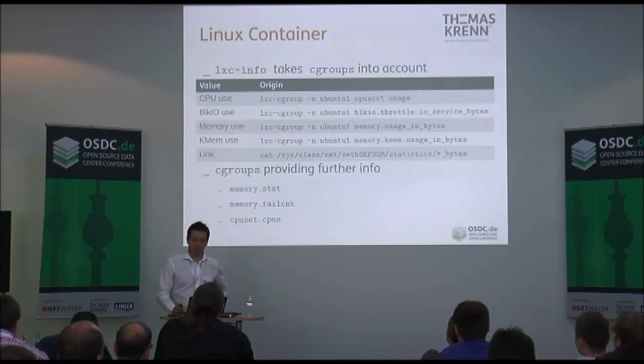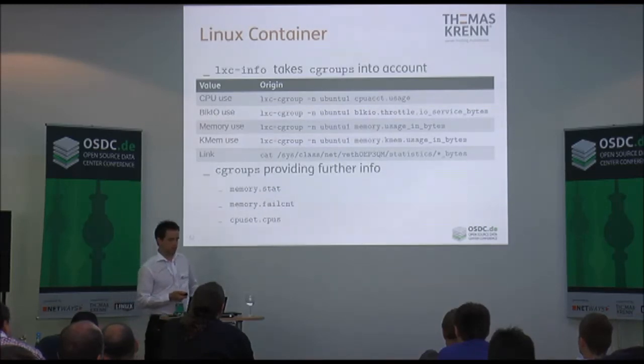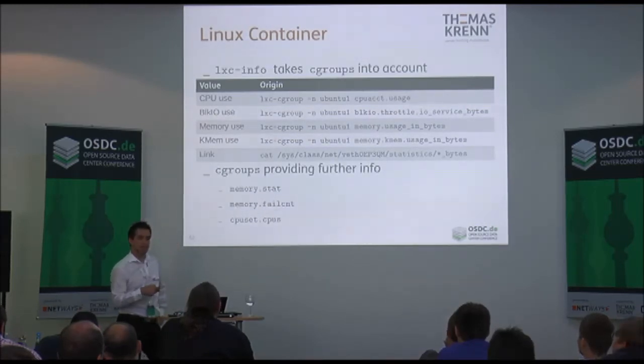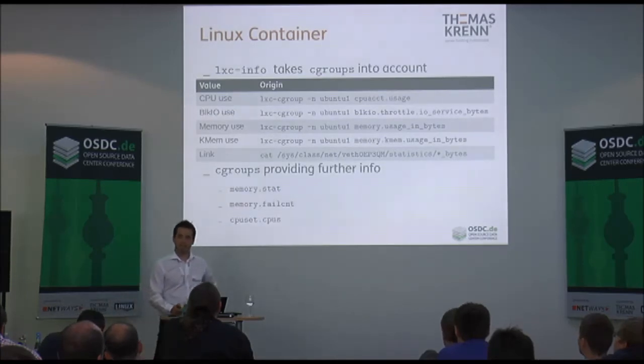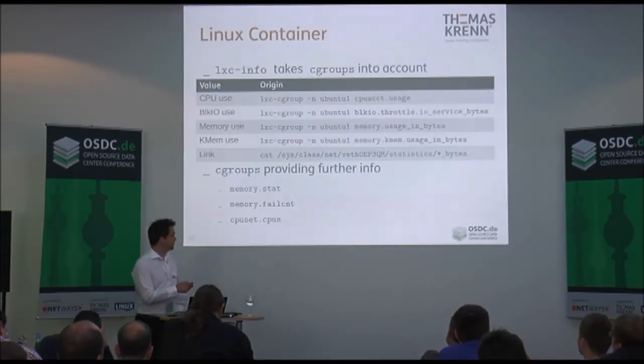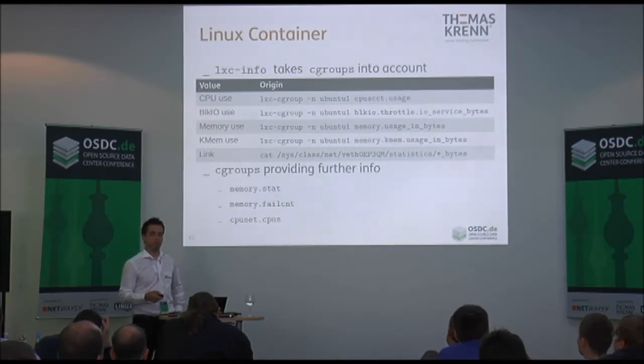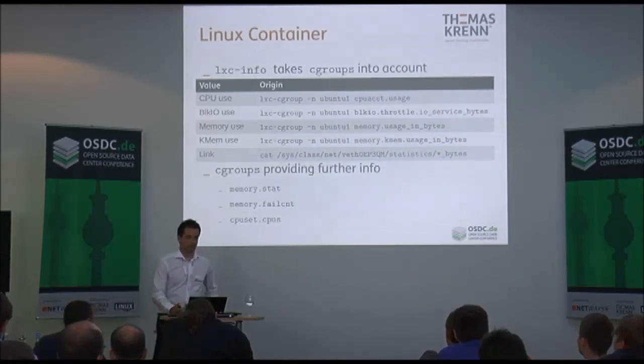And there's even more. The cgroups are providing memory.stat. These are detailed information, like we get them from the proc vmstat file. The memory failcnt is also interesting. This is the number of times the container has hit its memory limit. So if you specify a 1 gigabyte memory limit and the container hits that limit, then the memory failcnt is increased. And you can also check the CPUs the container is using. That's just a note, that's a nice value to check with Nagios or Icinga, because then you know that your container is consuming too much memory and you have to increase that memory. You have to watch failcnt.